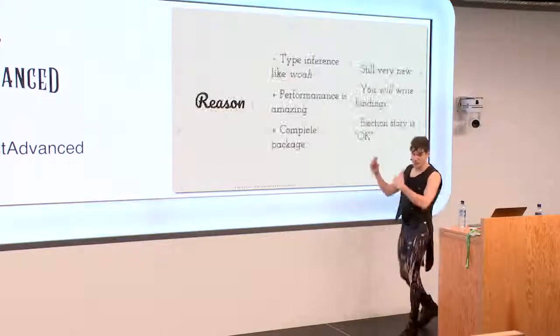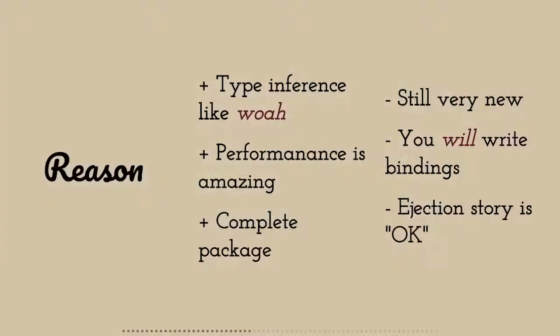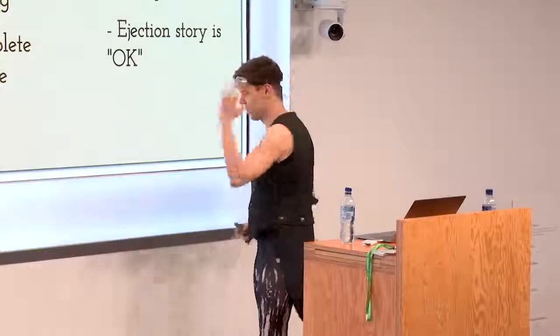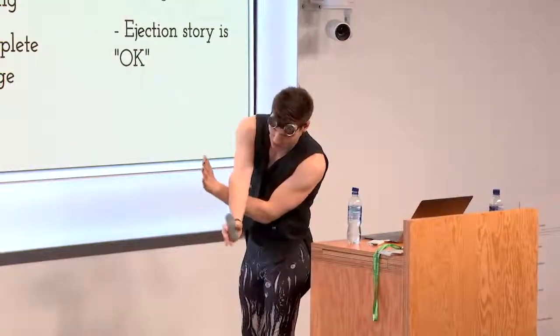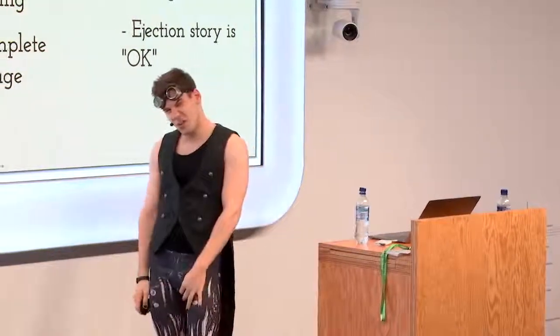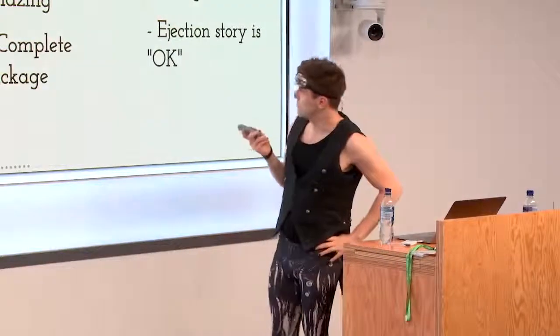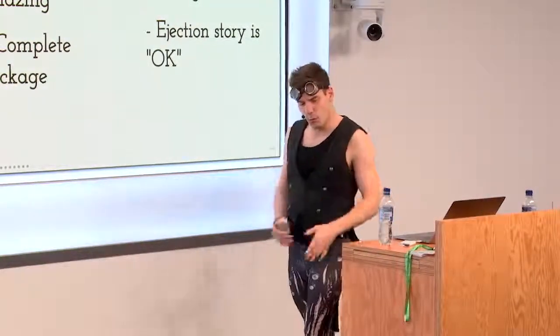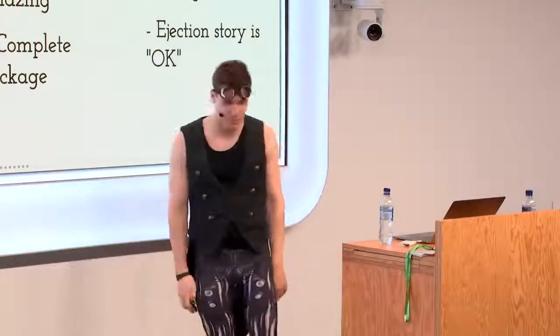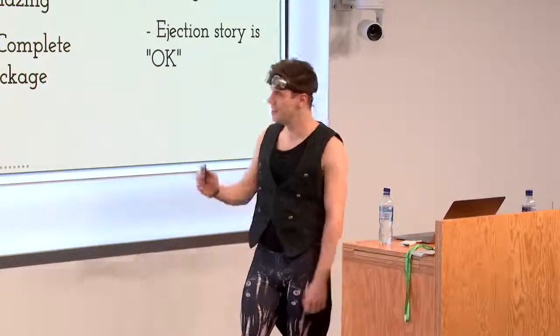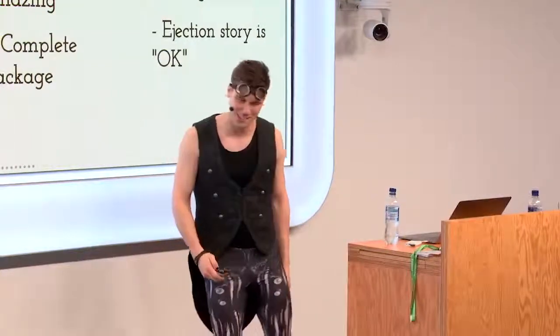Yeah. And there's Reason, which is like the new kid on the block. It has type inference like, whoa. It's amazing how much you don't have to write. The performance output is amazing, and it's the complete package, which I'll talk about in a second. However, it is still very new. You will write bindings, and bindings are the interface between your JavaScript libraries and what you want to use within Reason. And the injection story is okay. I think for a while, people had this idea that all Reason compiled output should be superhuman readable, but I think they've sort of strayed from that over time under the auspice of performance.